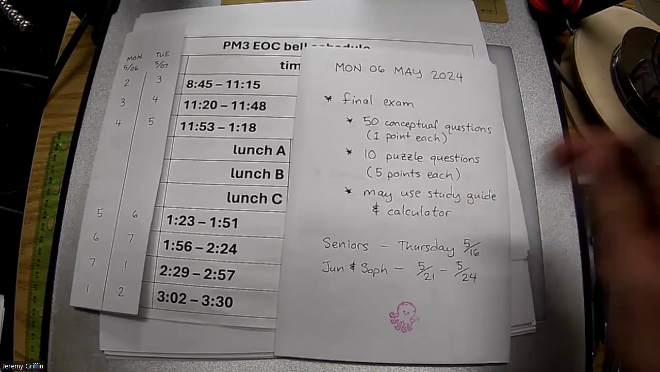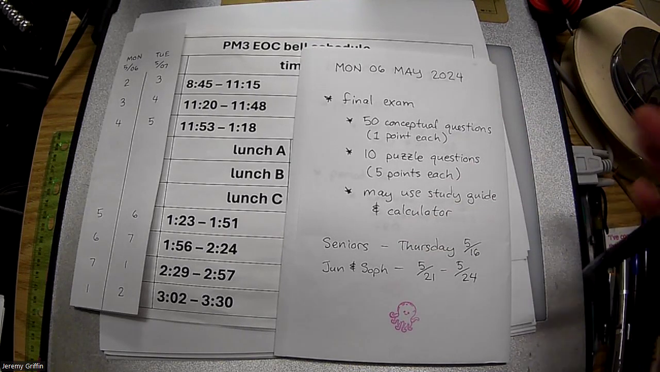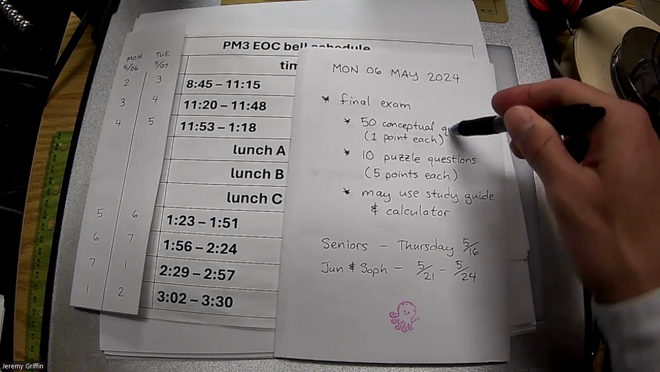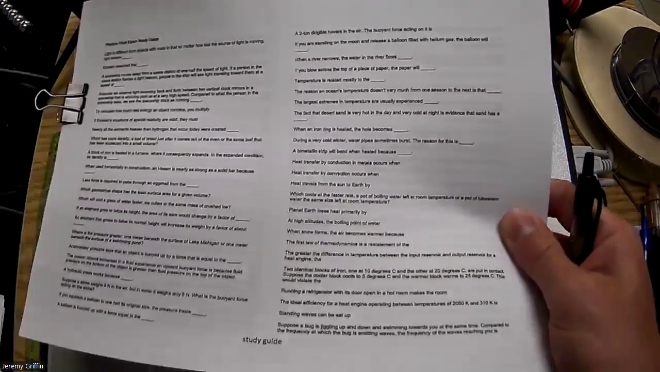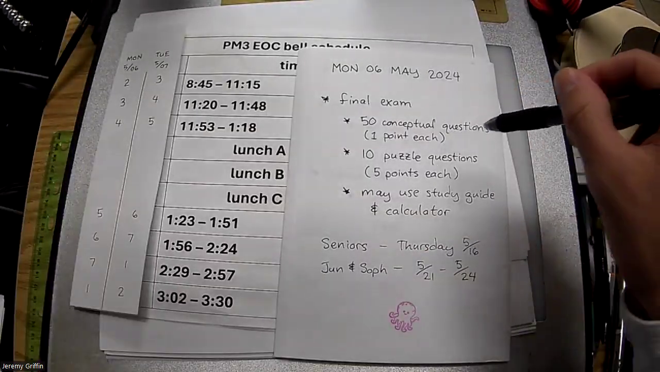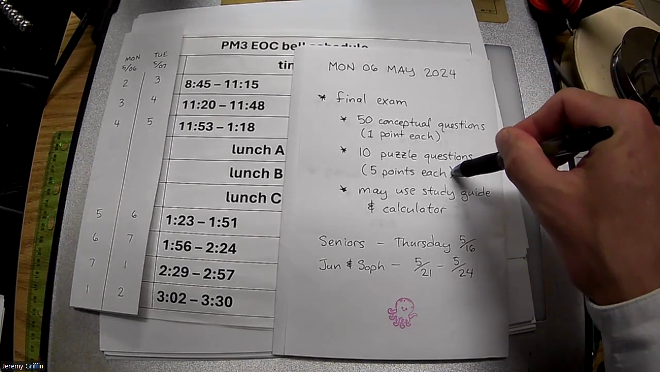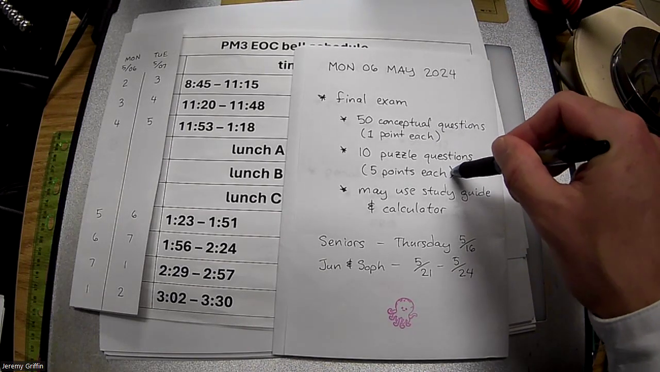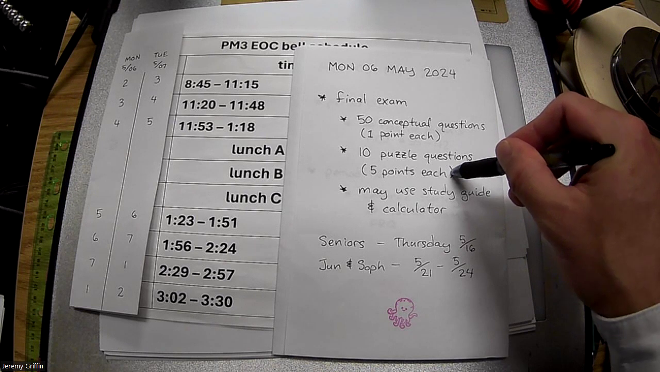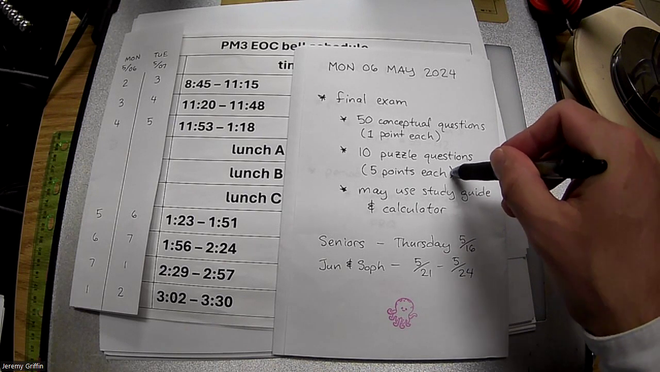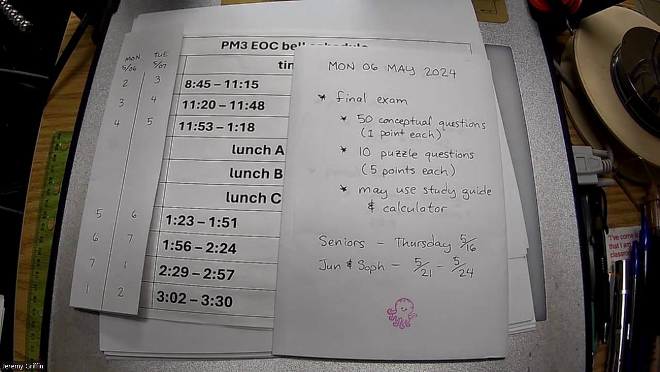The final exam is going to be the same format as the midterm was, if you remember that. There are going to be 50 conceptual questions. Now, the study guide has 100 conceptual questions, so 50 of those are going to be showing up. Also, there's 10 puzzle questions that are 5 points apiece. Basically, can you navigate physics formulas and apply algebra, right? Okay, you get that?